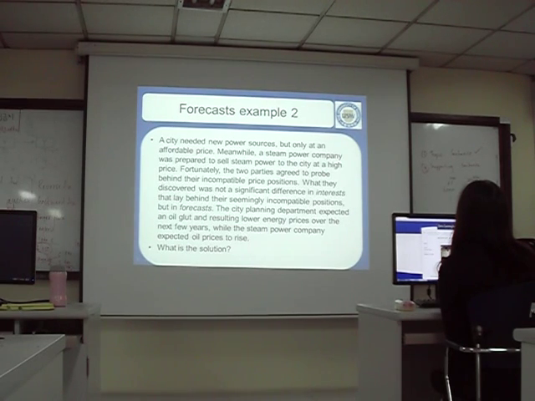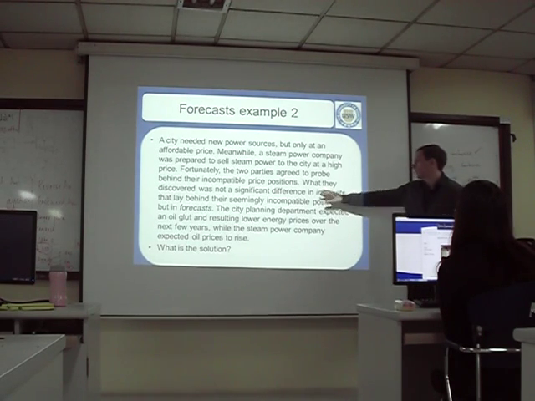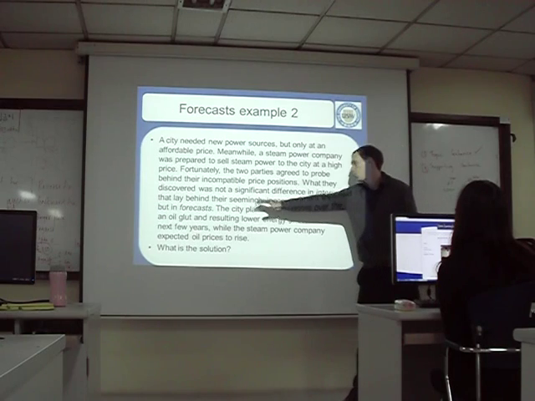So the two parties again had the same problem, okay? The city wants to buy the power for a very low price. The power company wants to sell at a high price. Looks like we can't make a deal. So what they discovered is they didn't have any problem with interests, but they had a problem with forecasts.